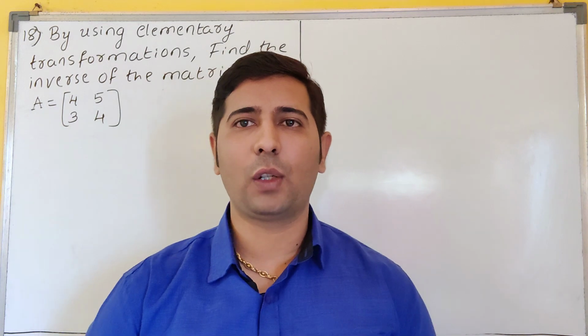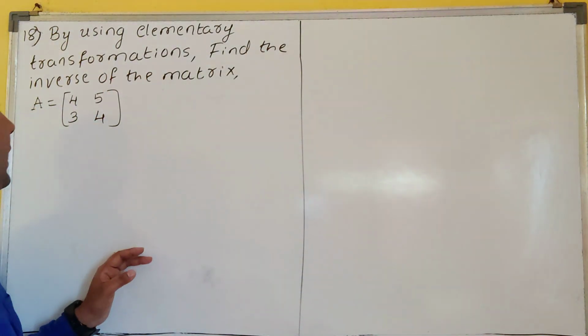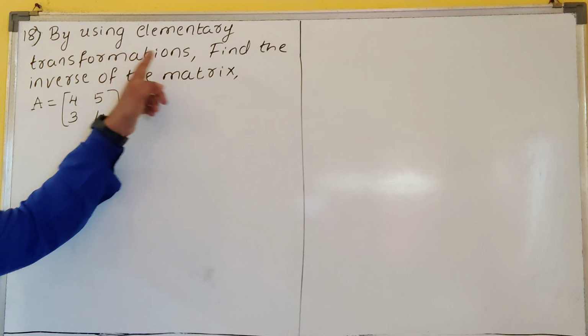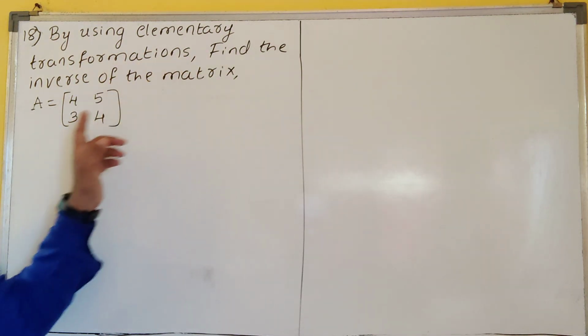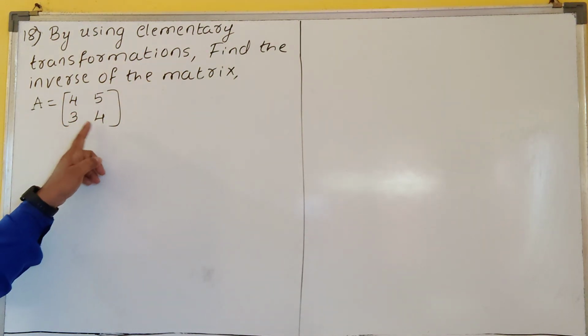In the last class we have solved question number 17. Now let us see the next question. By using elementary transformations, find the inverse of the matrix A is equal to [4, 5; 3, 4].